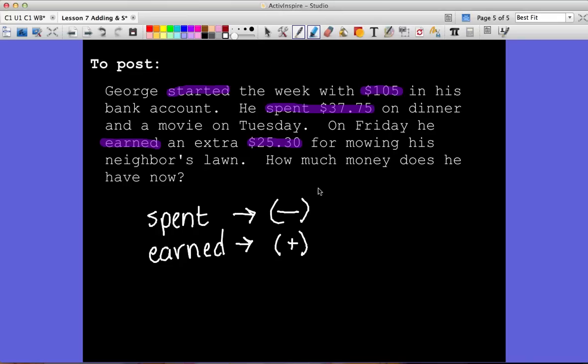Right? And I know there's a lot of you that are saying, we forgot. It's very important to highlight the question, how much money does he have now? So that tells us what we're looking for. We're looking for how much does he have even though he spent $37.75 and then earned $25.30. Okay, make sure to post this answer to Edmodo. Don't forget to use your label. In this case, it is the $ sign. And again, if you have any questions, make sure to write them down or post them to Edmodo so we can go over them in class tomorrow.